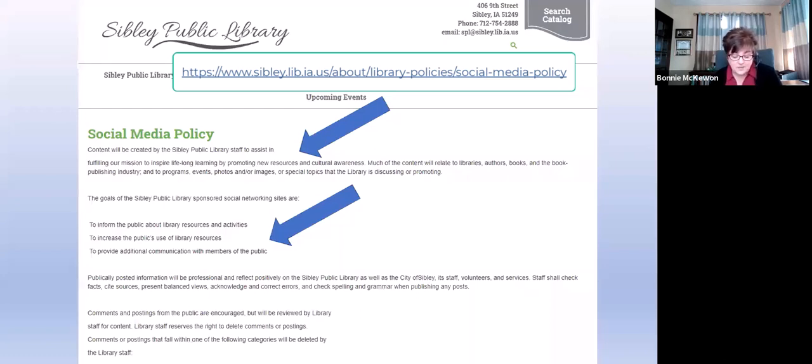They say, through the library's social media messages, we are fulfilling our mission to inspire lifelong learning, promote new resources, and raise cultural awareness. Much of the content relates to libraries, books, authors, and the book publishing industry. Their policy goes on to highlight the library's goals: to inform the public about library activities, to increase the public's use of library resources, and to provide additional communication with the public. All of those reasons definitely are answering the why behind Sibley Library's use of social media. This is Sibley Library's philosophy statement behind their use of social media.